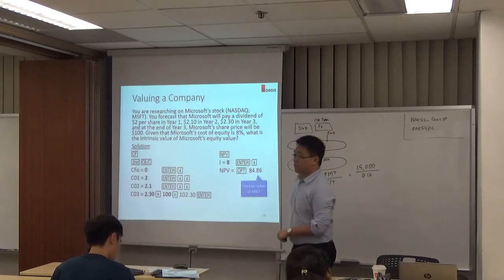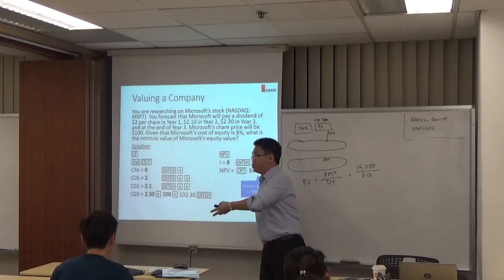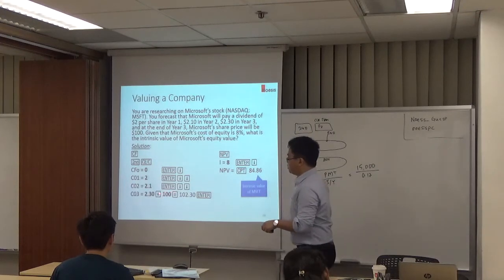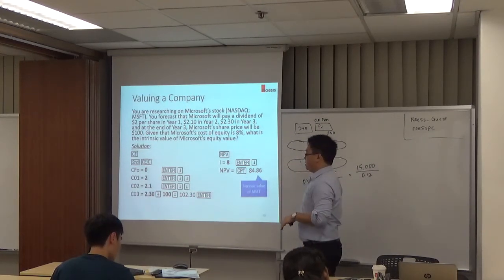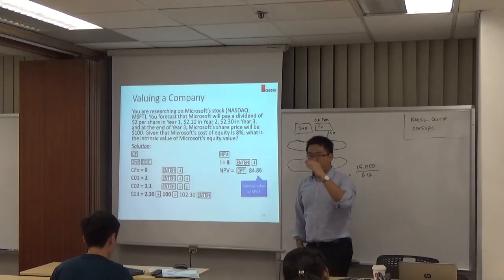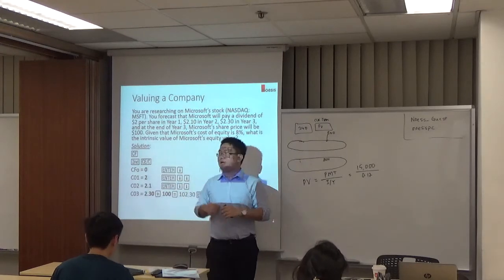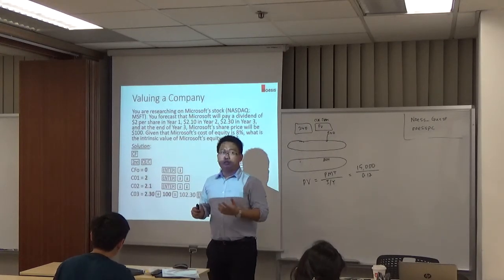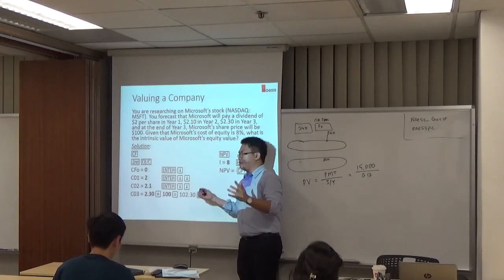Be careful. In the 3rd year, you receive a dividend of $2.30, and you assume that you sell your share off. That's $100. So you should have 102.3 for the last cash flow. Some students are very careless. They put 2.30 for C03, they enter, then they go to C04, then they enter $100. Then you get the wrong answer. So be careful. Always know the timing of your cash flows. You get it wrong, your answer is wrong.